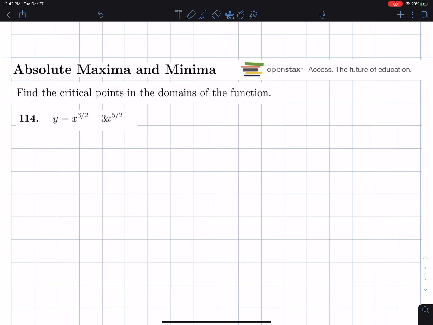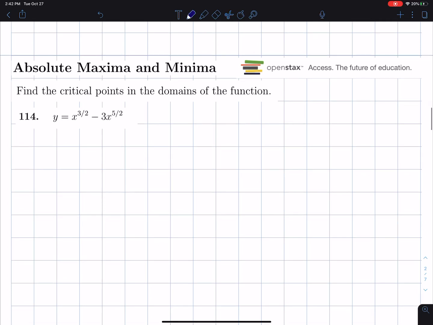In this video, we're going to find the critical points of a function, and the critical points should be in the domain of the function. So let's look at the domain of this function first of all. This is going to be all x, where x is greater than or equal to 0.